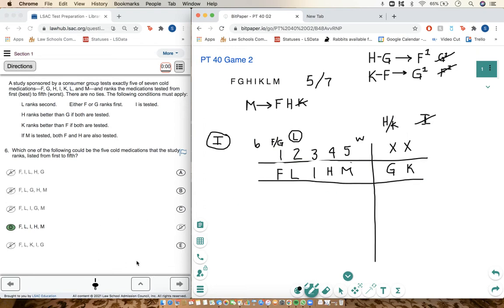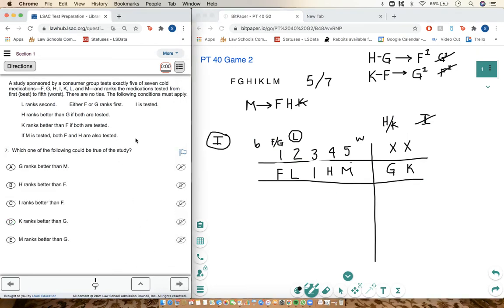Okay, so next question. Which one of the following could be true? G ranks better than M. So can G rank better than M? Well, let's see. That means they are asking us to put in M, and then if we have M, we have to have F and H, and we know K is out. Because if H is in, then K has to be out. At least one of them has to be out.